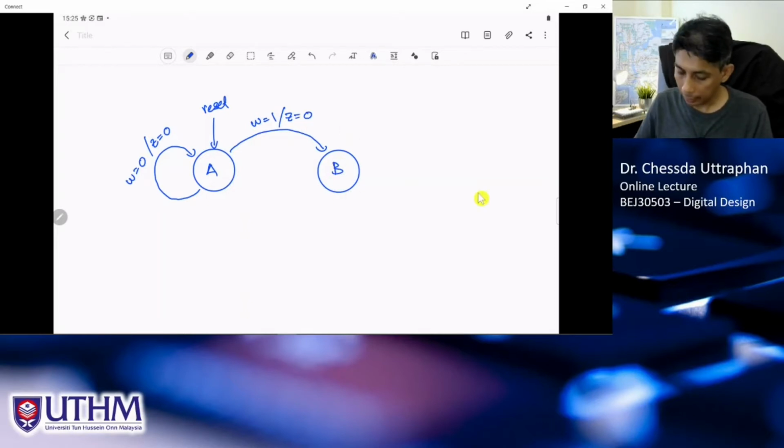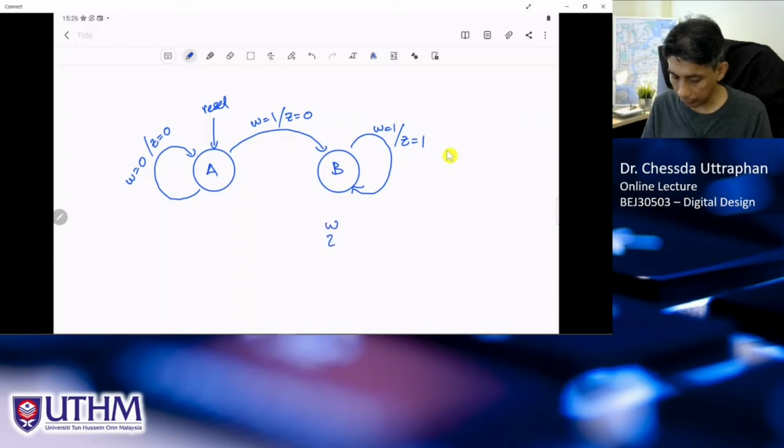And at B, if w equal to 1, z equal to 0 here. But the next time, if w equal to 1, now z equal to 1 and we stay here. And again, if w is still equal to 1, z should remain 1.